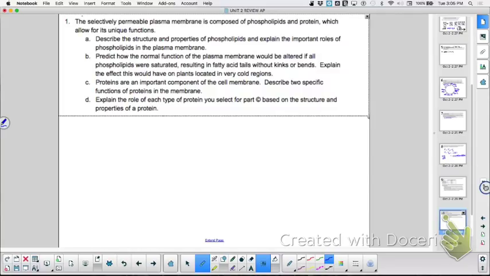There's another one. This would be like a free response essay question. The selectively permeable plasma membrane is composed of phospholipids and protein, which allow for unique functions. You would go, I already know that. Why did you tell the people that in the essay? But that's what they're going to do. Okay? And then it says, describe the structure and properties of phospholipids and explain the important roles of phospholipids in the plasma membrane. Now, that's going back to your understanding of the four important organic molecules, right?